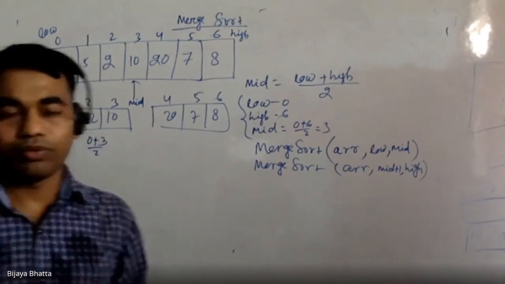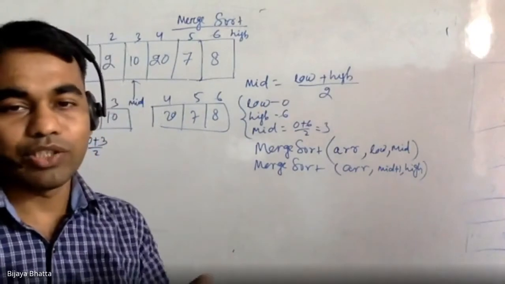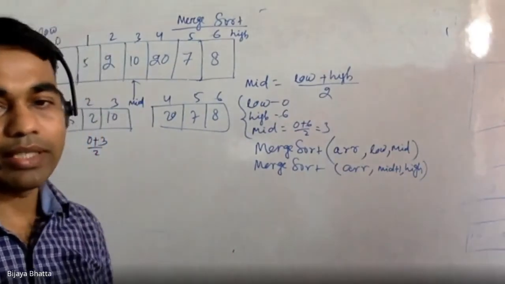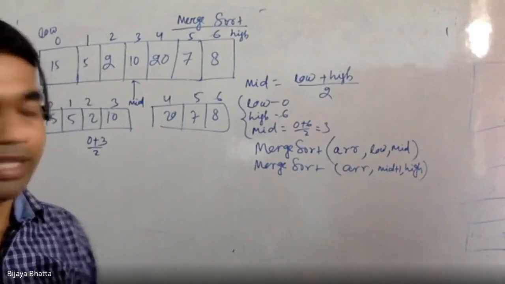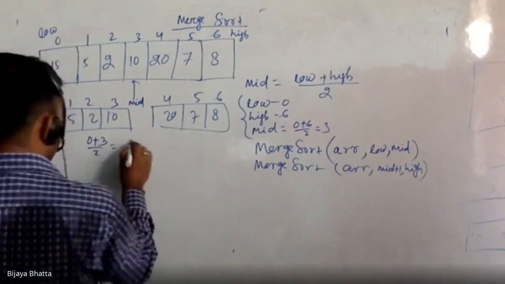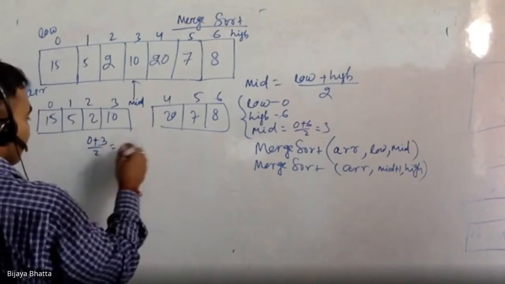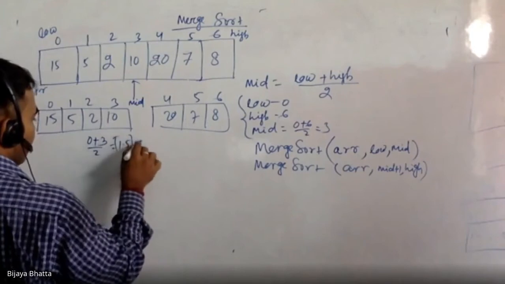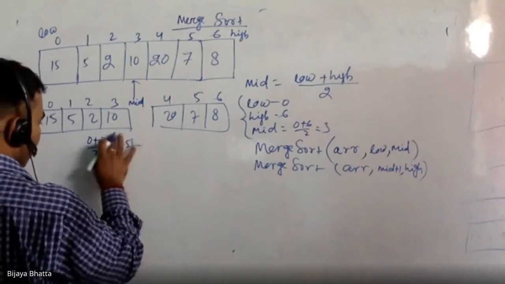Whenever it is like 0 plus 3 by 2, which index do you take? 3 by 2 is 1.5. So what about 1.5? Whose upper bound is 2? Sorry, you take the lower bound.